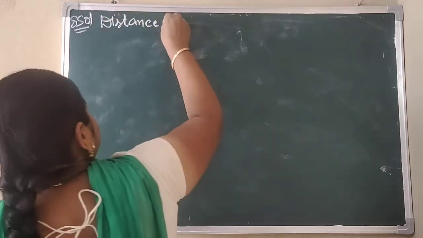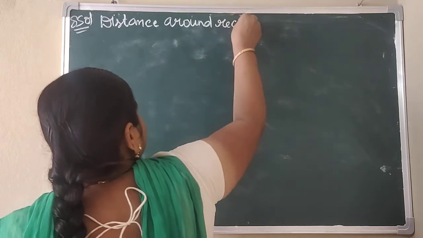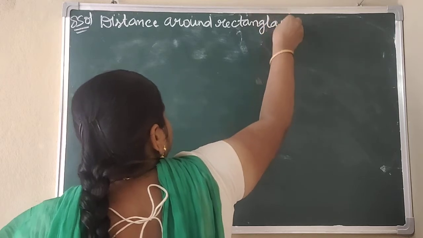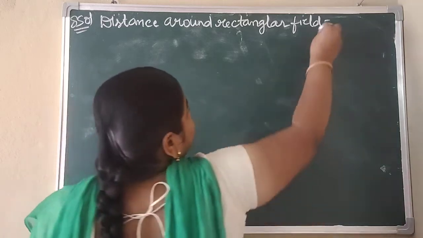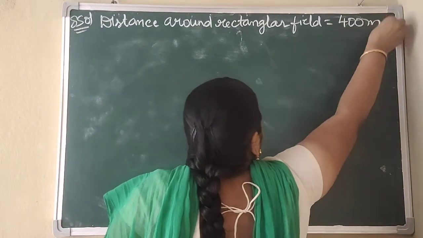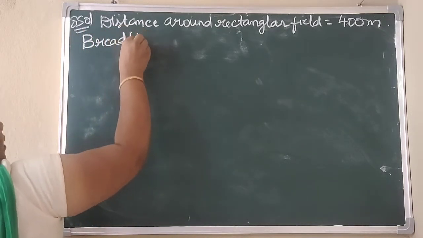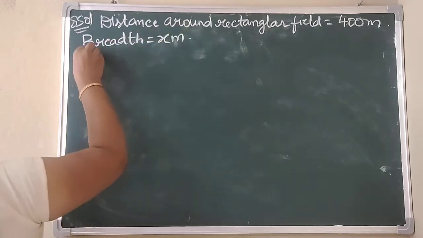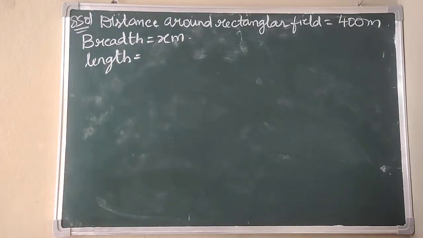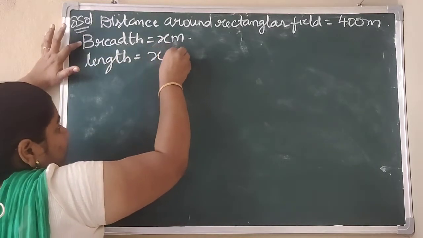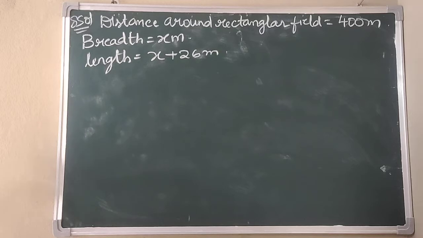Distance around rectangular field is how much? That is 400 meters. And they didn't mention anything about breadth, so we are taking it as x meters. And about length, they told that this length value is 26 more than its breadth. That means then this breadth, it is 26 meters more. So we are taking it as x plus 26.